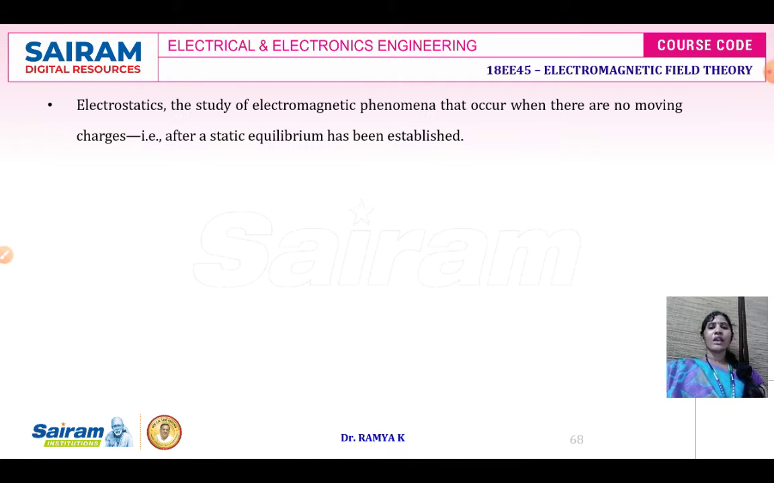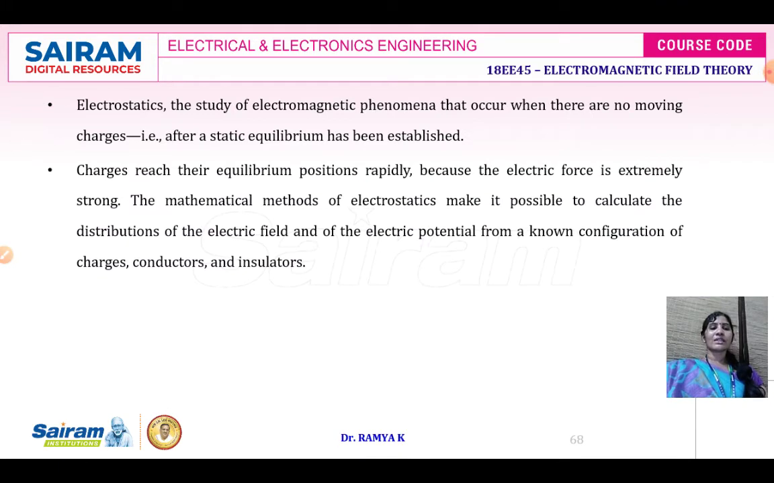Next, electrostatics is nothing but the study of phenomena that occur when there are no moving charges. That is, only static charges will be studied. The concept of static charge will be taken into account. Charges reach their equilibrium position because the electric force is extremely strong, because it is not moving, right? So the charges will reach their equilibrium position at a fast rate as the electric force is extremely strong.